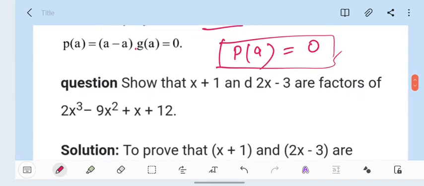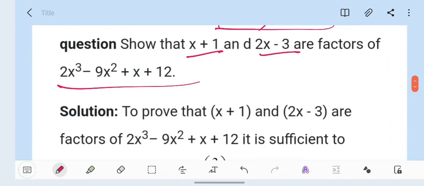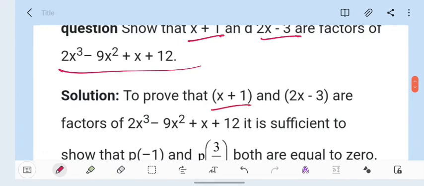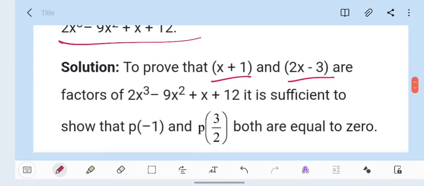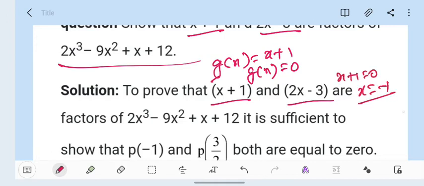Looking at the question now: show that x plus 1 and 2x minus 3 are the factors of the given polynomial 2x cubed minus 9x squared plus x plus 12. So the solution part. In the same manner as the example for the remainder theorem, we go with this also. We have g(x) as x plus 1 and 2x minus 3. If g(x) equals x plus 1, then x plus 1 equals 0, so x equals minus 1. One number is minus 1. Similarly, for 2x minus 3, x will be equal to 3 by 2.